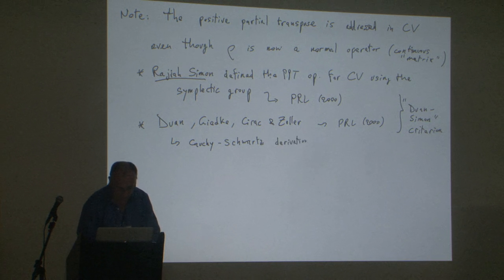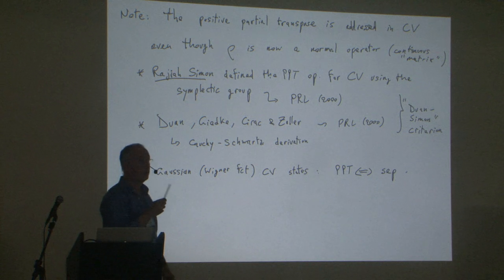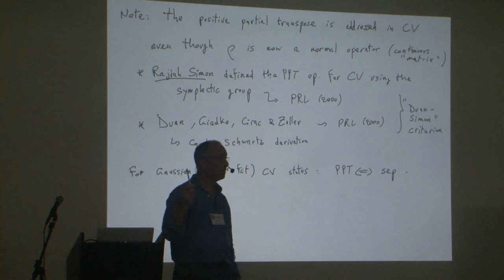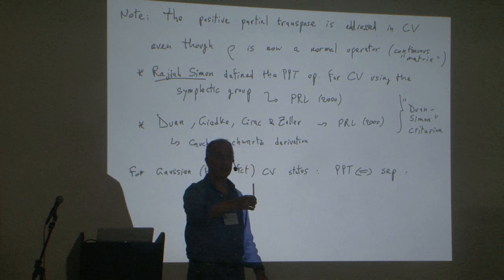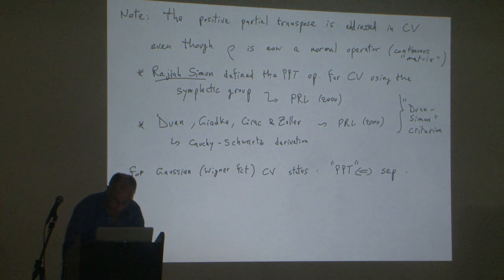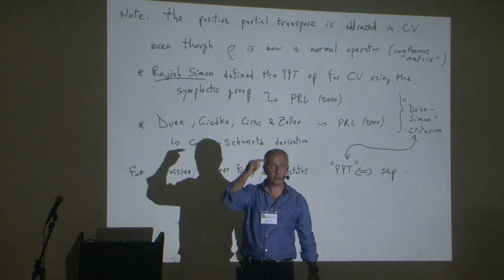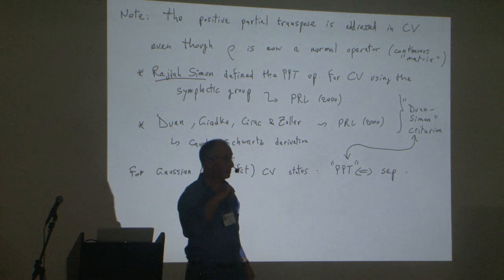The remarkable thing is that for Gaussian states, so Gaussian CV states, that means the Wigner function is a Gaussian, PPT is necessary and sufficient for separable. So it's like for two qubits, two qubits, but not for higher dimensional discrete variables. If you go continuous variable Gaussian, you're like two qubits, two qubits. It's a logical equivalence. But again, Simon did consider the PPT, the equivalent of PPT for a continuous density operator.